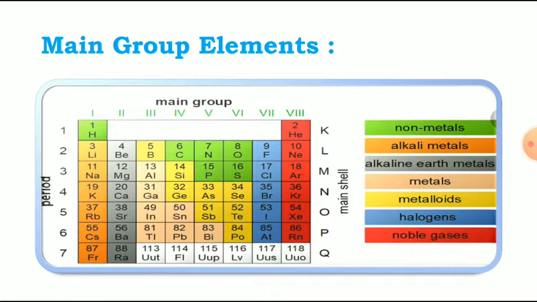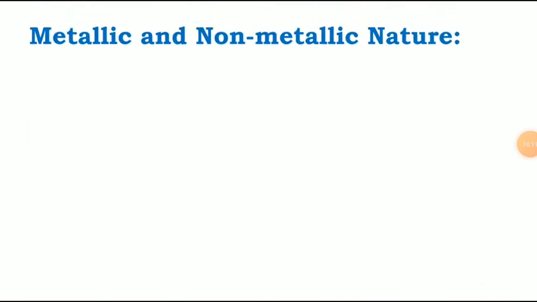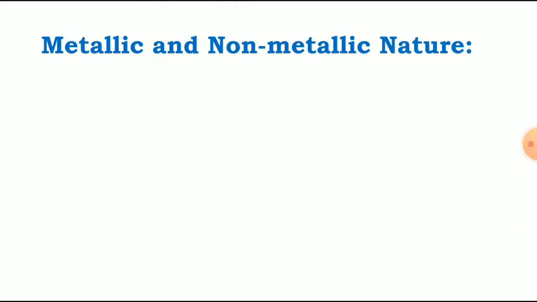Like this, 1 to 6. That means the general outer electronic configuration of the p block is ns2 np1 to 6. This is the general electronic configuration of the p block elements. Now we will see the actual part of this topic. First we will see the metallic and non-metallic nature, or you can say character, of all these main group elements.